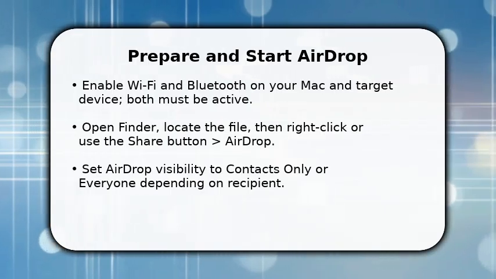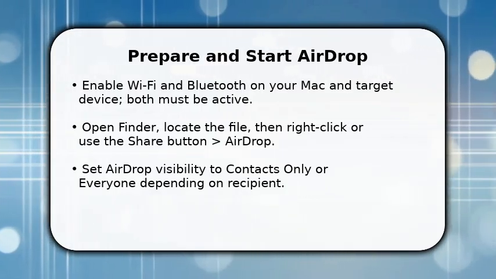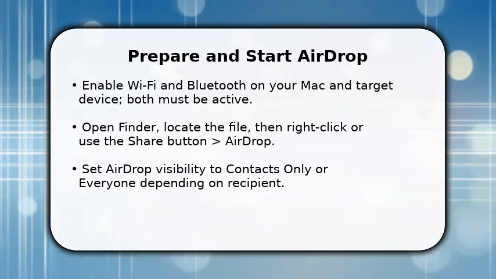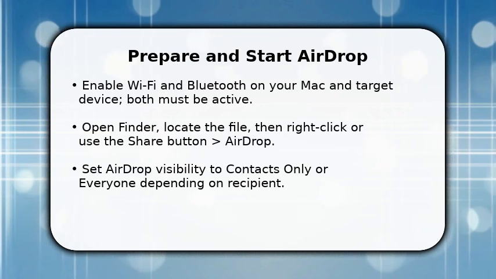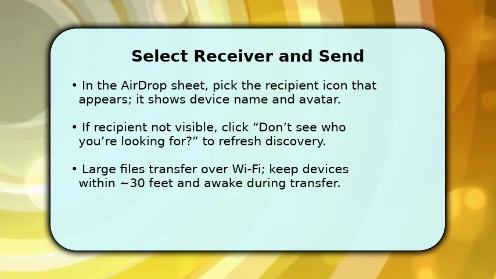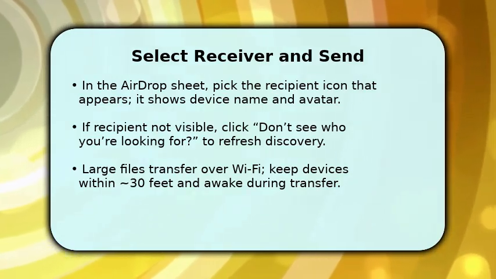Make sure your Mac's AirDrop visibility is set to contacts only for known devices, or everyone if the recipient isn't in your contacts. This immediately makes your Mac discoverable, so the next step can find the target device. You'll see nearby devices appear as icons in the AirDrop sheet. Click the correct one to begin.